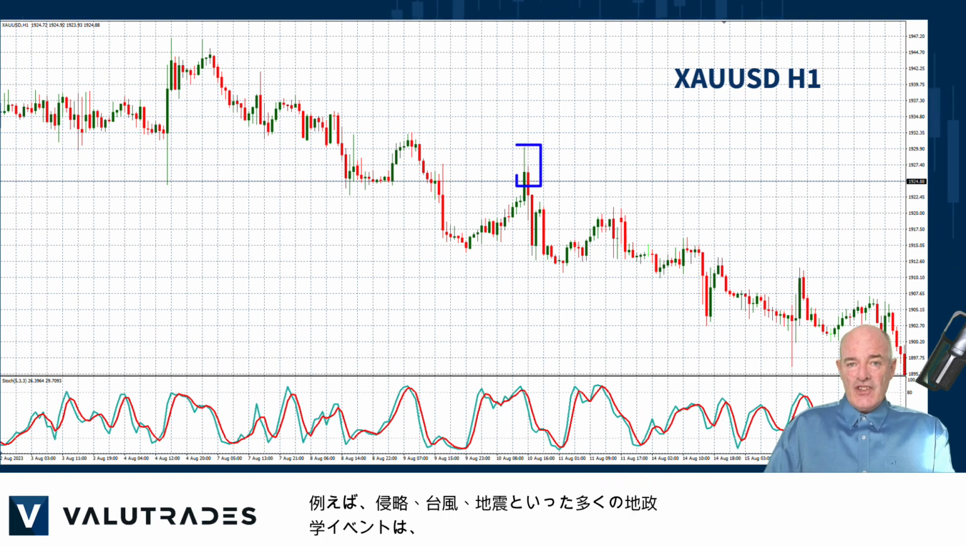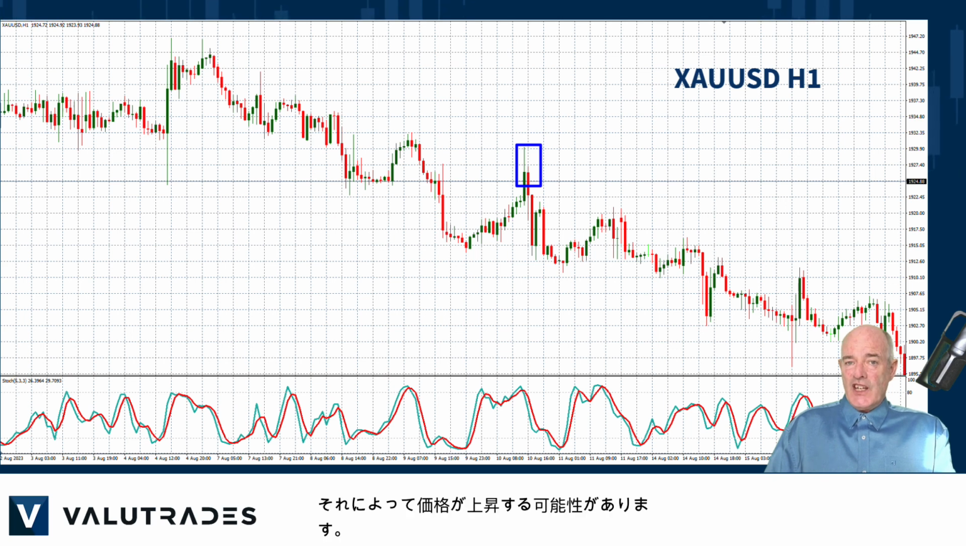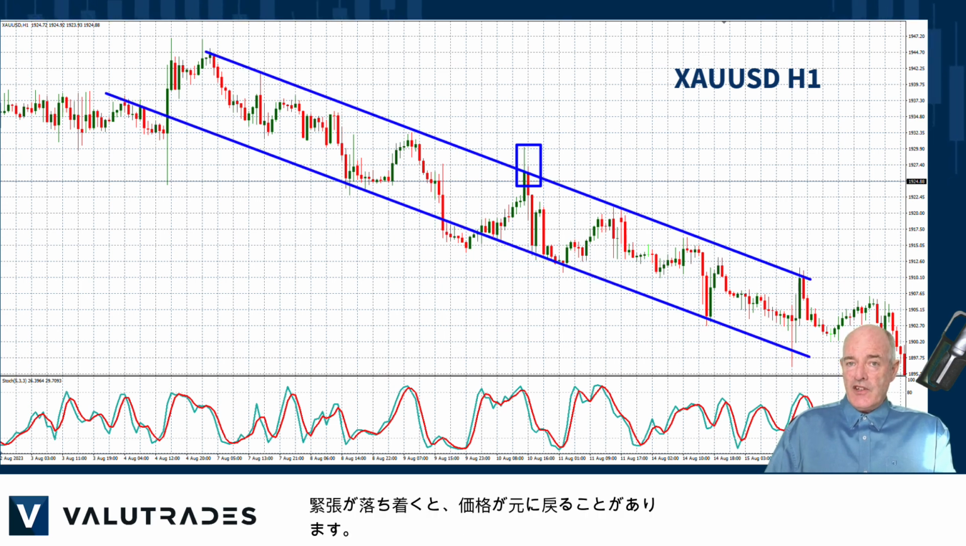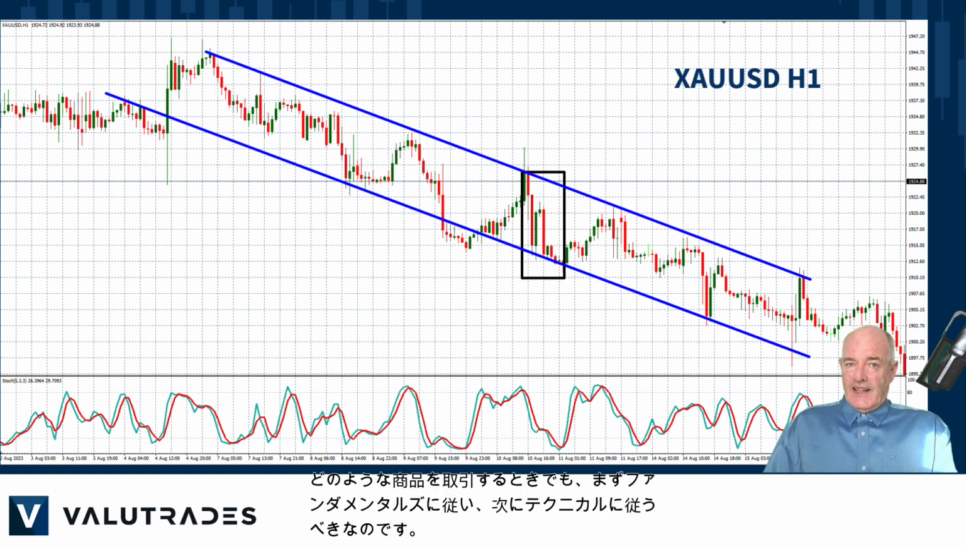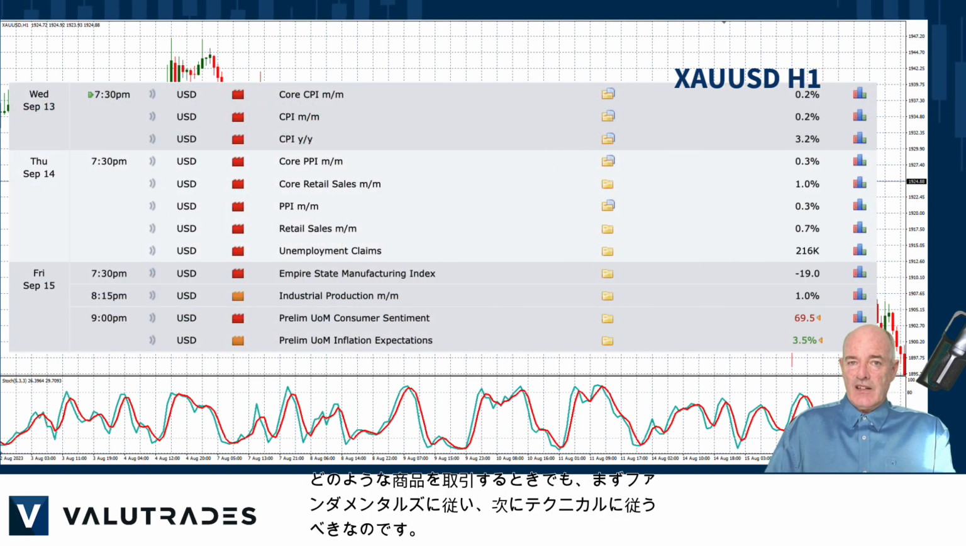For example, many geopolitical events like aggressions, typhoons, earthquakes, etc. can cause investors to quickly lose confidence in the equity markets and shift their investments to cash and/or gold, thereby driving up the price. You may not be fast enough to get in on the rising price, but the calming of tensions after these geopolitical events can then cause the price to fall back to previous levels. Like any other instrument you trade, you should always follow the fundamentals first, then the technicals.